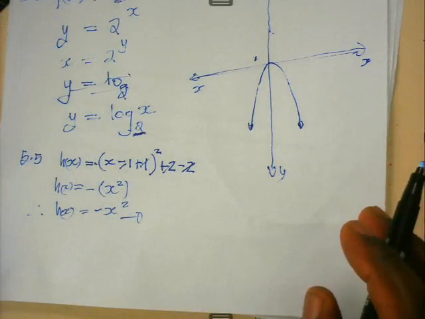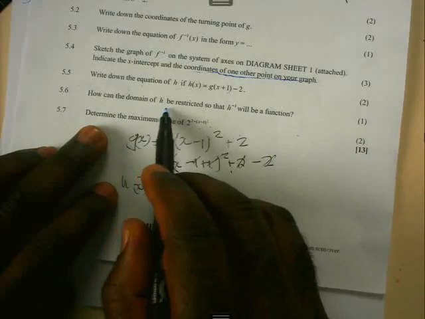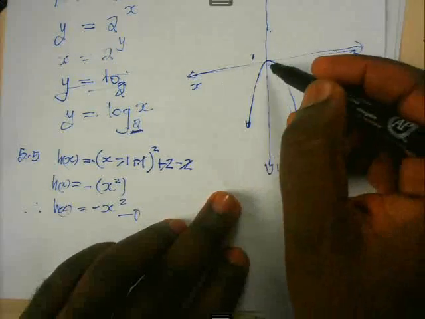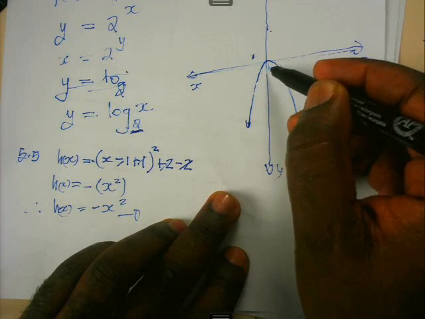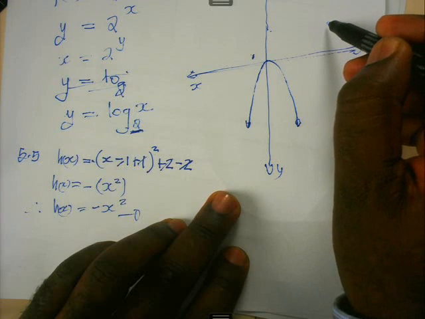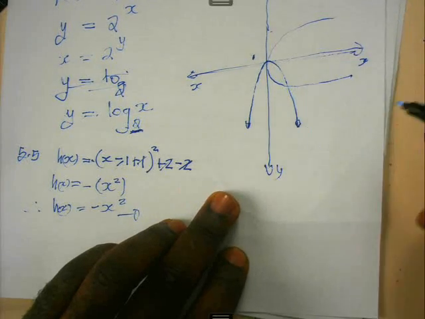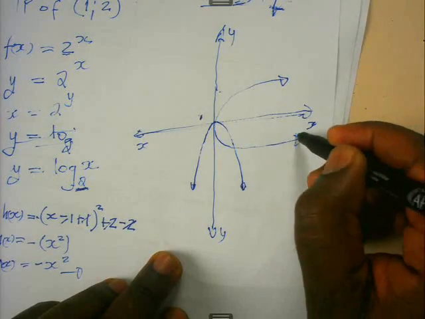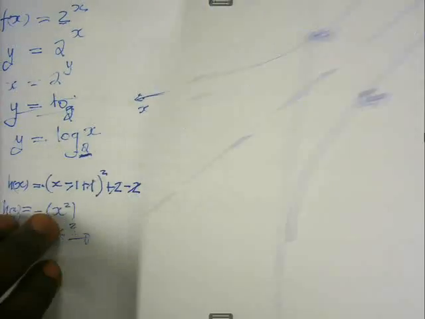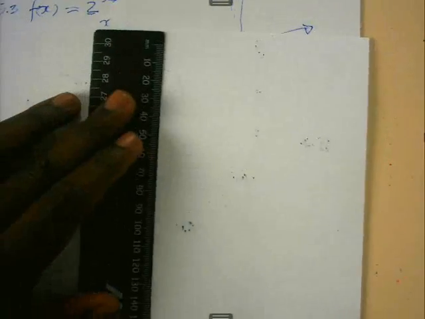Now, we are faced with a question that says, how can the domain of h be restricted so that this becomes a function? If we look at this and we want to draw the inverse of this, the inverse can look like this. It can be something that looks like that. Let me have another drawing so that we understand fully what's going on here.